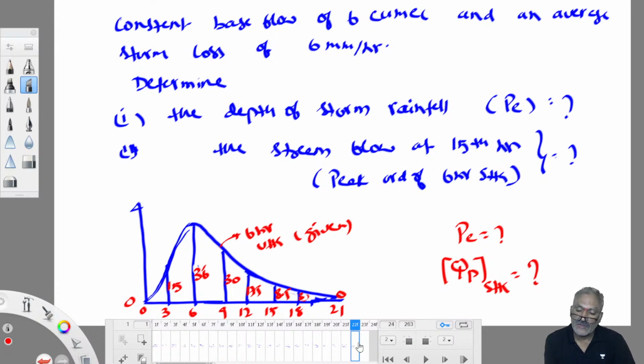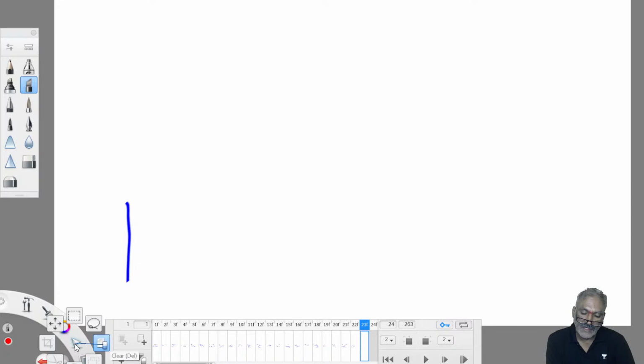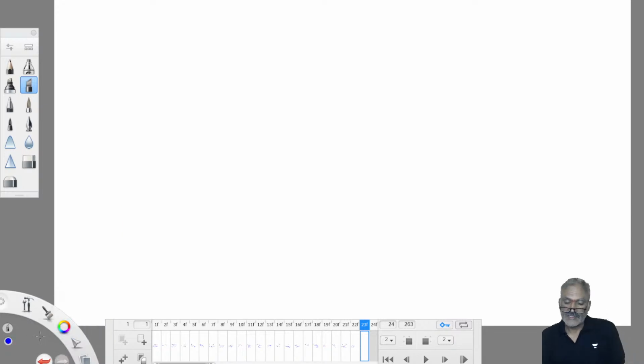First of all, let us work out. So what else is given? Base flow is given, constant base flow 6. Average storm loss is given. Average storm loss means infiltration loss. Instantly, what is the storm loss that occurs in a catchment? Except infiltration loss, no loss instantly happens. So average storm loss is nothing but the average rate of infiltration.